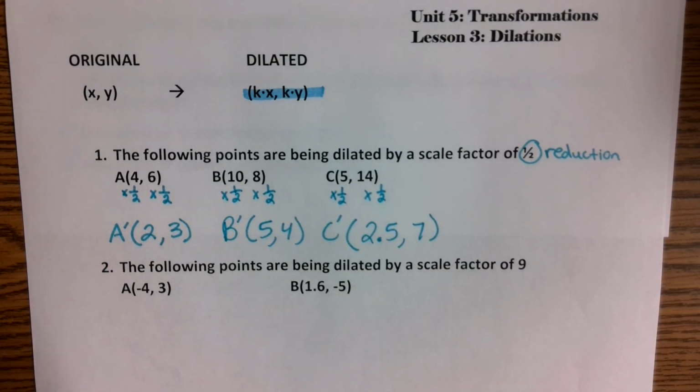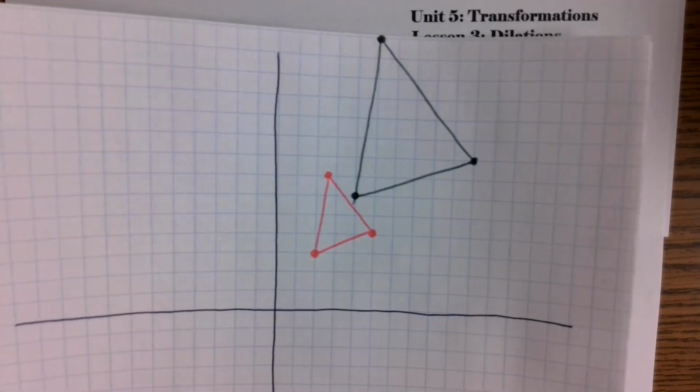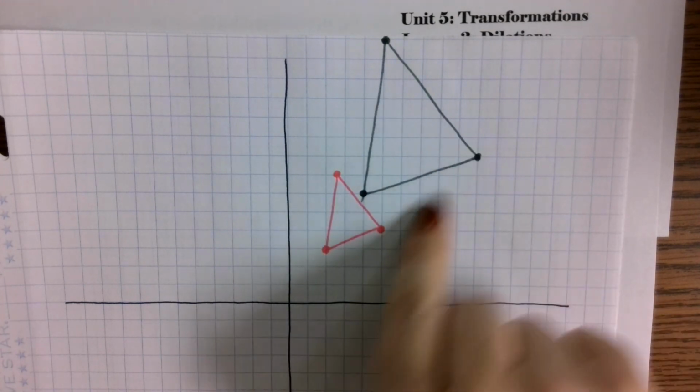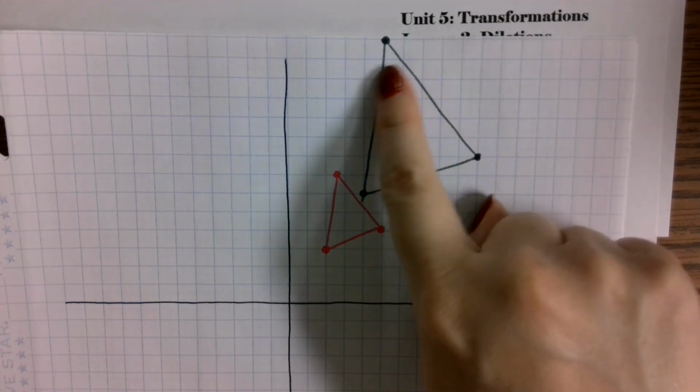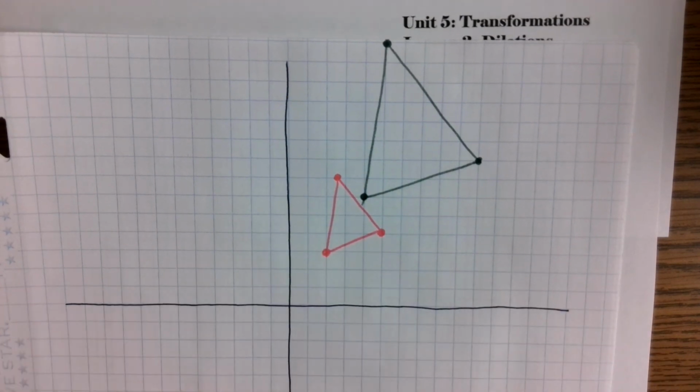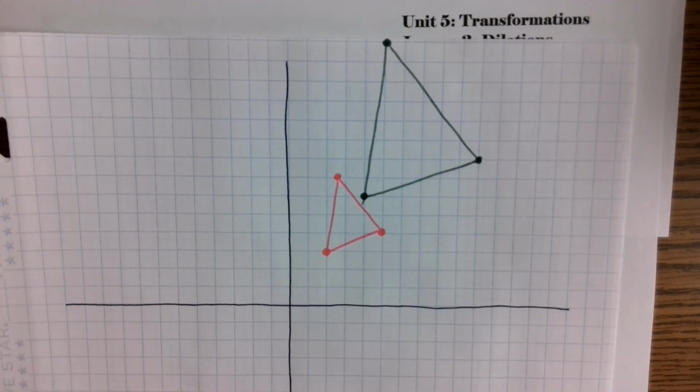And this is what it's going to look like if you were to graph them. So in black, that is my original points. Those are my original triangle points. And then in red, that is the reduction where it's reduced in size by 1/2. Okay, so that's what a reduction would look like. An enlargement would just make it bigger, obviously.